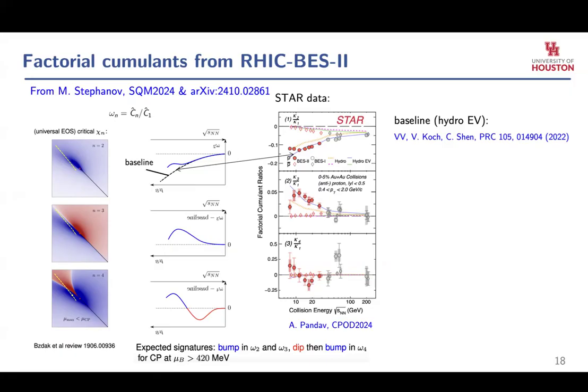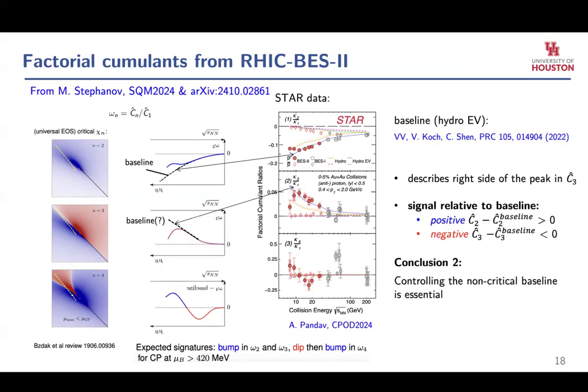And if you subtract the baseline, the indication from the data would seem to be that maybe this turn at low energies could indicate approaching the critical point. However, if we subtract the baseline from omega-2, from the second factorial cumulant, we should also do the same for the other factorial cumulants. And so we see that this right side of the peak in the data for kappa 3 over kappa 1 is described by the non-critical baseline. And if we subtract the baseline, we actually see that this difference between measurement and baseline is 0, and then it becomes negative. So at low energies, it is a negative deviation. So I guess the conclusion is that controlling the non-critical baseline here is essential.